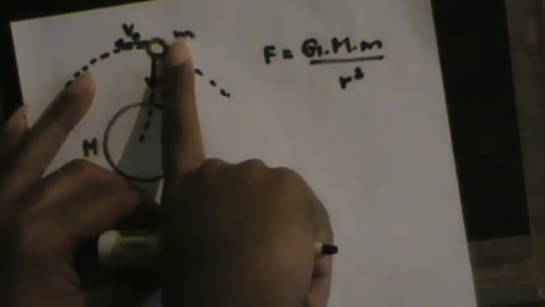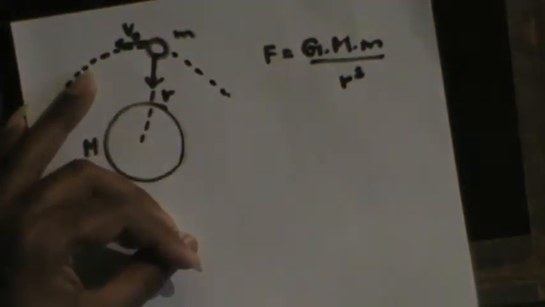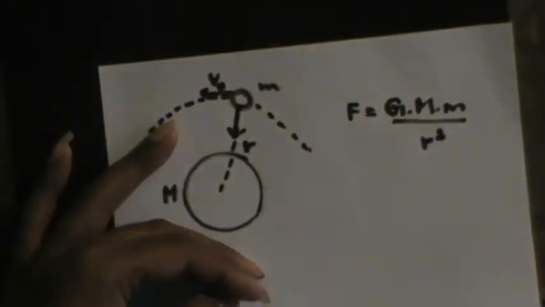If only this force was present, this object would get attracted and move towards the planet, like dropping a ball from, say, 10 meters high above the earth's surface. That is similar to the concept here. But what actually happens is that the satellite is not coming towards the earth, it is moving around the earth.